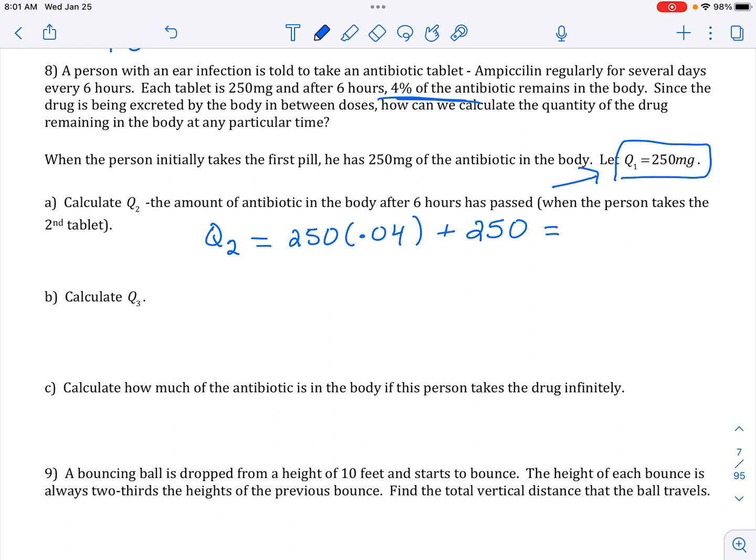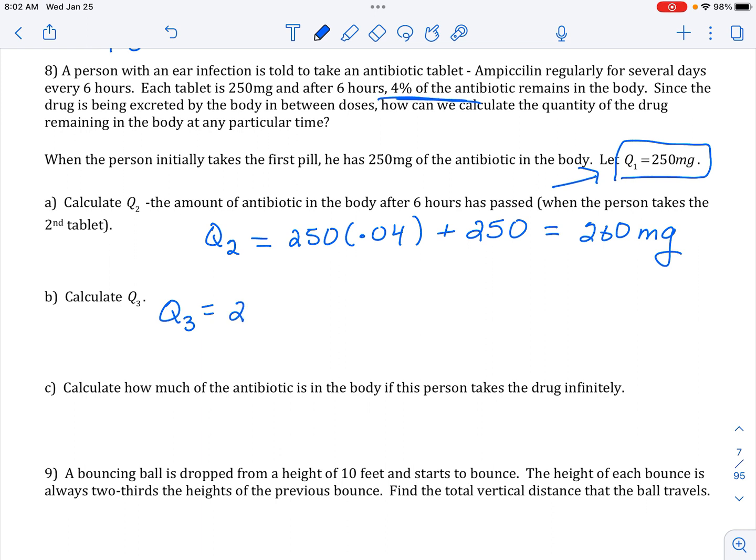So if you do the arithmetic here, that means after 6 hours, you're going to have 260 milligrams. Okay, let's try one more dose. So let's say another 6 hours goes by, so a total of 12 hours. And let's see how much of this antibiotic is in the drug after 12 hours then. So same idea.